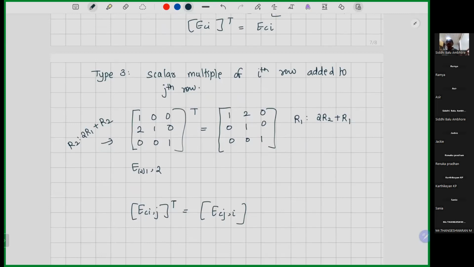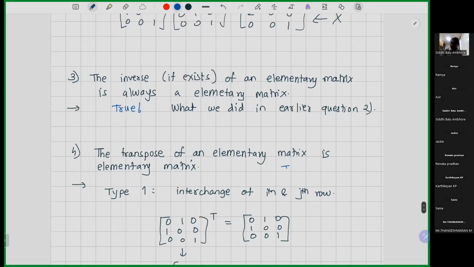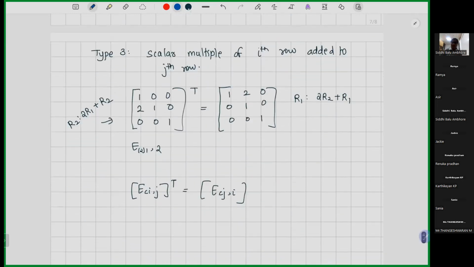The first two are symmetric matrices, so their transposes are the same matrices which were elementary. For the third one, the expression changes a bit, but it remains an elementary matrix. So the statement which they were asking is in fact true. The transpose of an elementary matrix is again an elementary matrix.